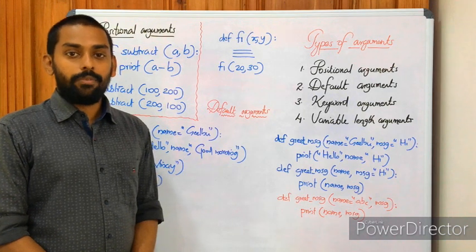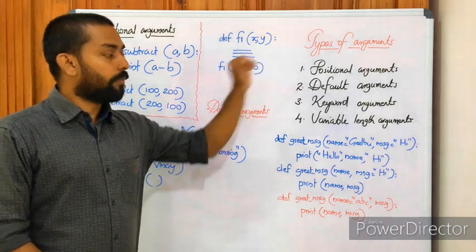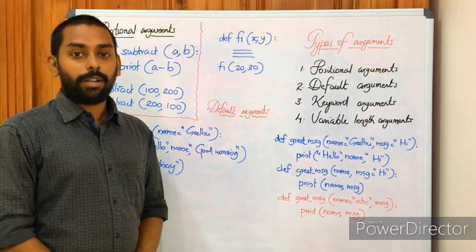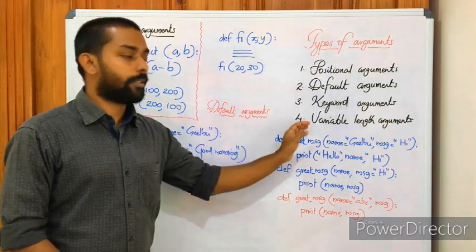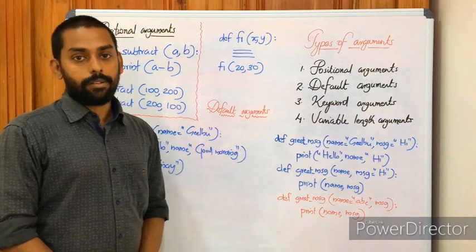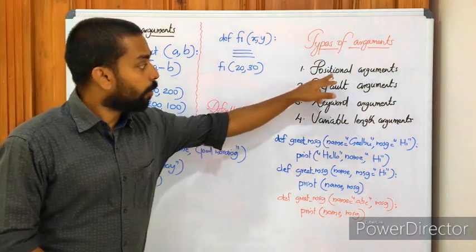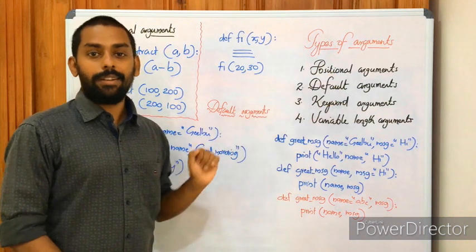And in today's topic, we will be looking at types of arguments. Actually, there are four types of arguments: positional arguments, default arguments, keyword arguments and variable length arguments. And we will be looking at positional arguments and default arguments in detail.